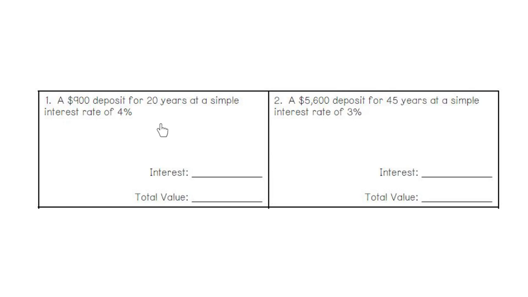So let's look at question 1 here. A $900 deposit for 20 years at a simple interest rate of 4%. So let's highlight some stuff that we're looking for. So for starters, simple interest rate. It's always important to find out what formula we're going to use. We know the rate is 4%. We know we're going to have a $900 deposit, and we know it's going to be for 20 years. Okay, so the formula is I equals P times R times T.